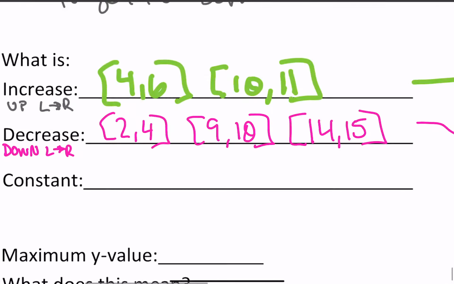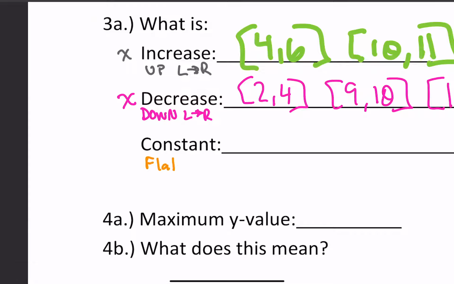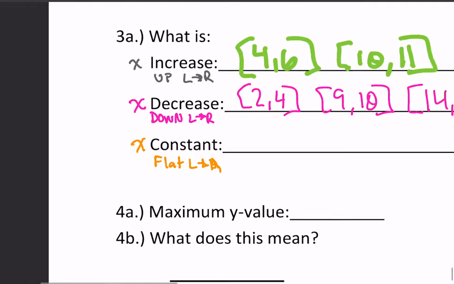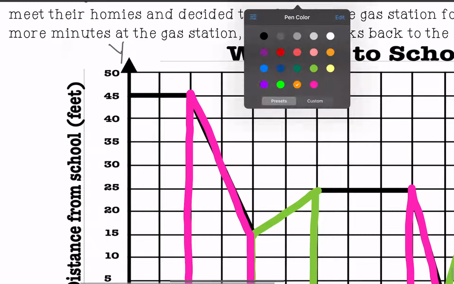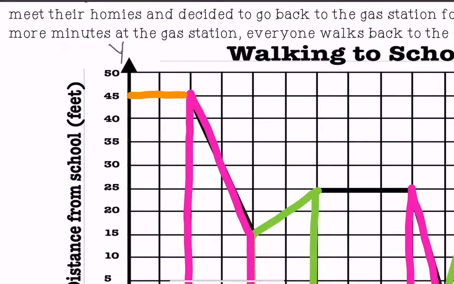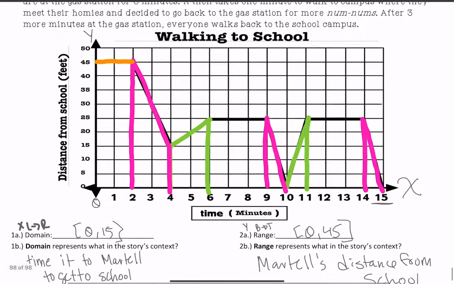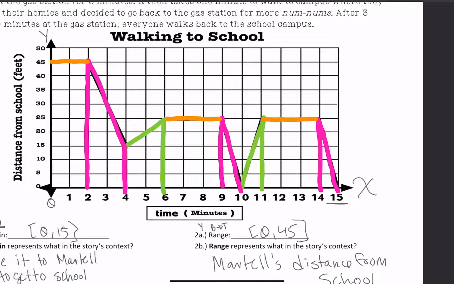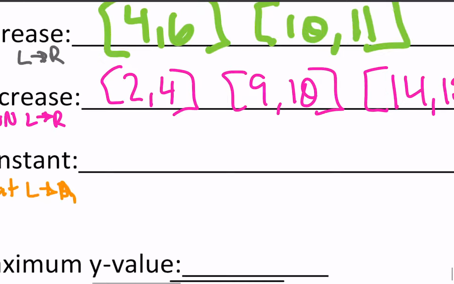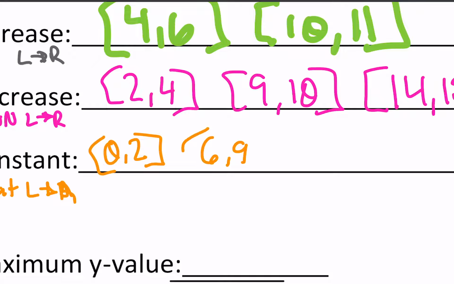Constant. So remember, constant is when the graph is flat from left to right, and again, we use the x-axis. So our constant is flat here, from time 0 to time 2. Flat here from time 6 to time 9. And then flat here from 11 to 14. So let's write those out: 0 to 2, 6 to 9, and 11 to 14. All of these are closed still.